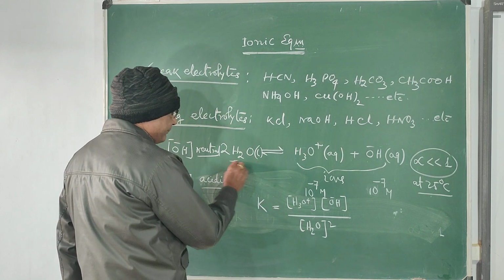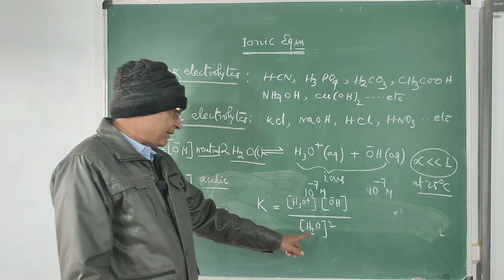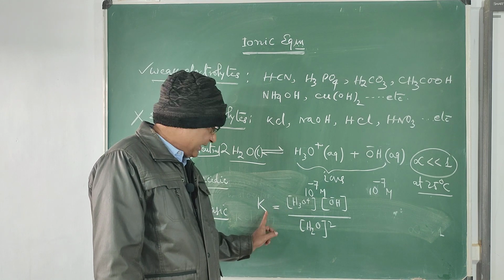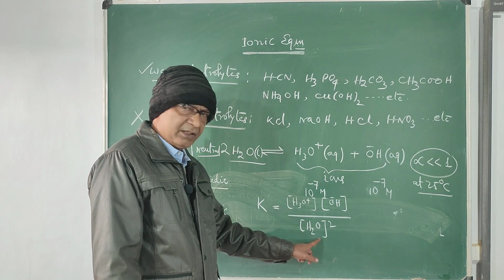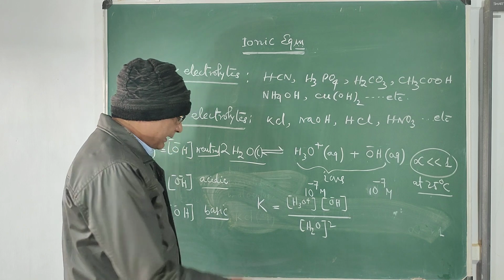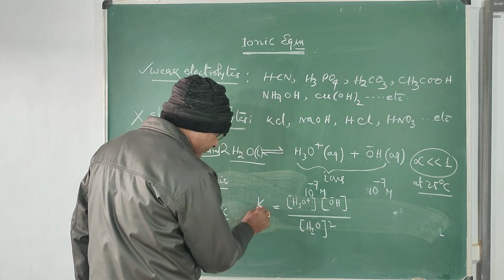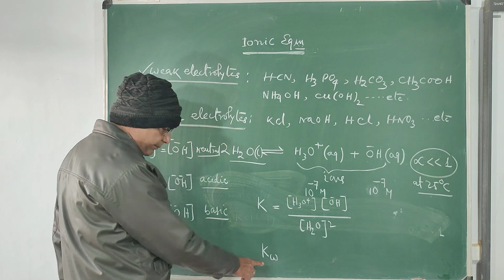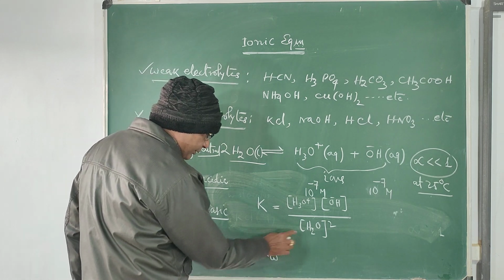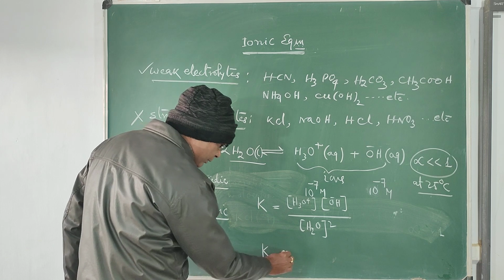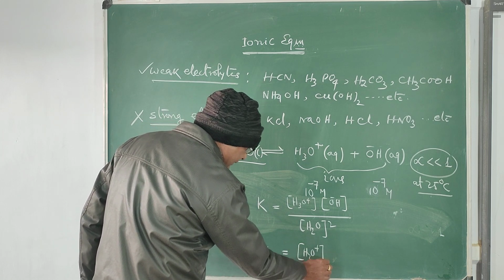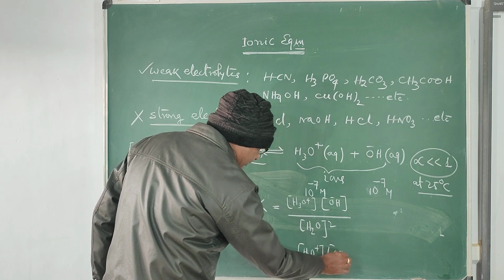As we know, water is a pure liquid. Therefore, this is a constant term. This constant term is multiplied with K. K is constant, and this is also constant. Therefore, these two constants multiplied, and the resulting constant is denoted by Kw. Kw is equal to hydronium ion concentration multiplied by hydroxyl ion concentration.